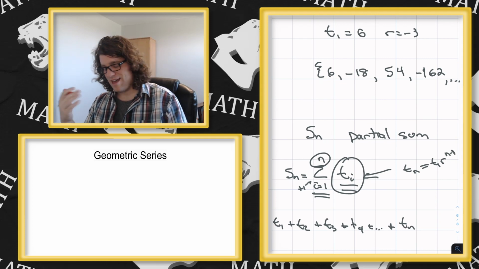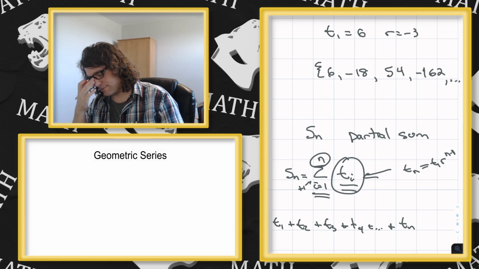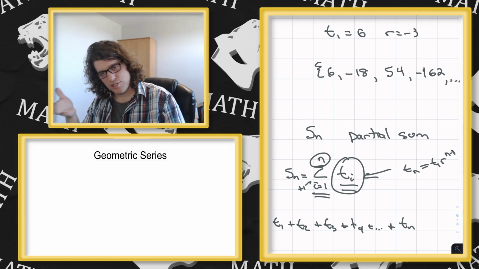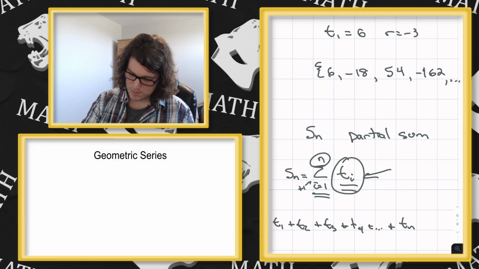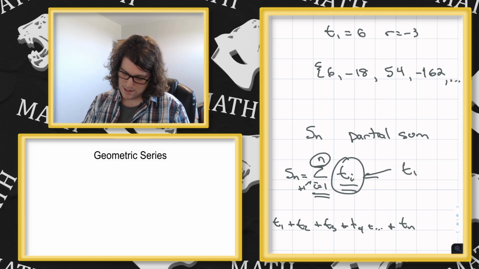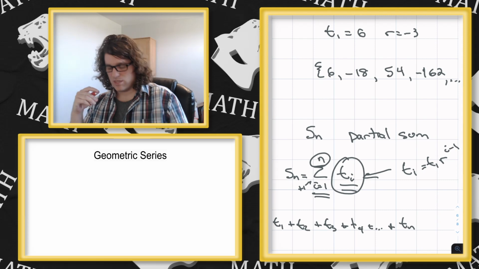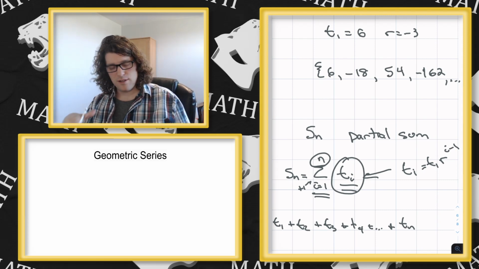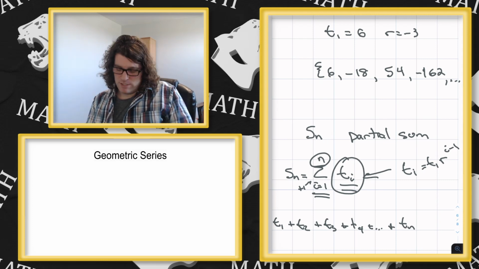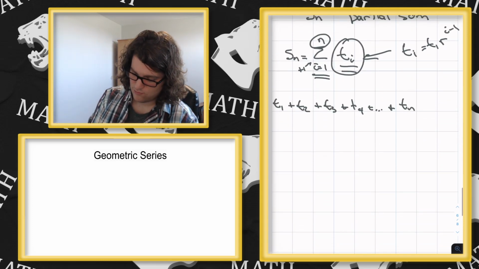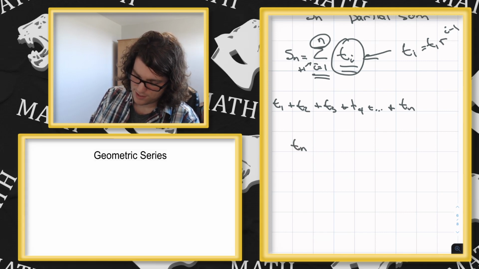Now, I put that instead of Ti. I probably should have put it as Ti. You know what? I will. Even though it's going to look different from what we just developed and are used to, Ti is equal to T1 r to the i minus 1. But anyway, it doesn't really matter. So that's what it looks like in summation notation. Very, very general. Now, let's write some of this down in a non-summation notation sense.